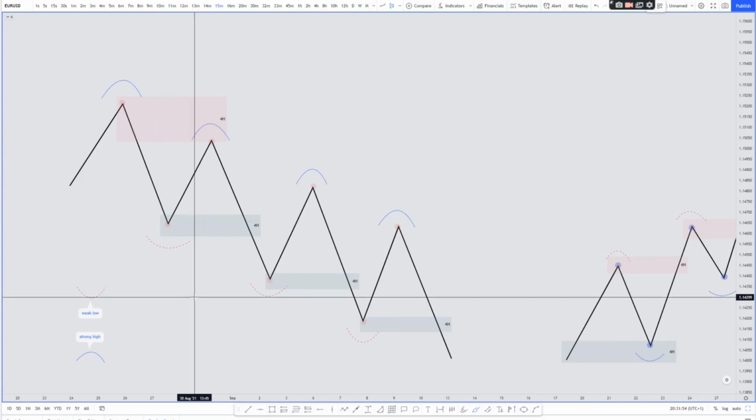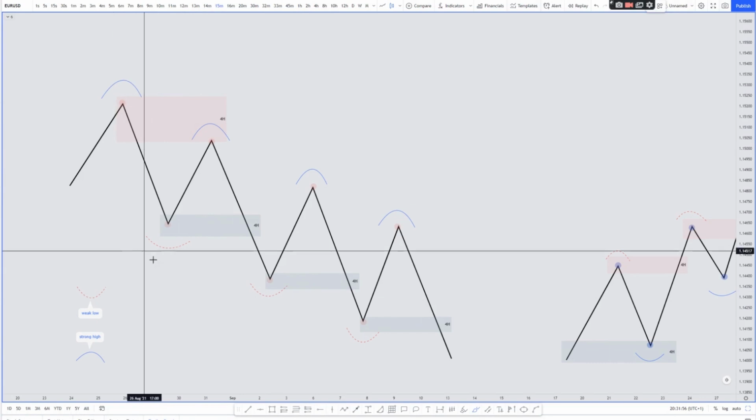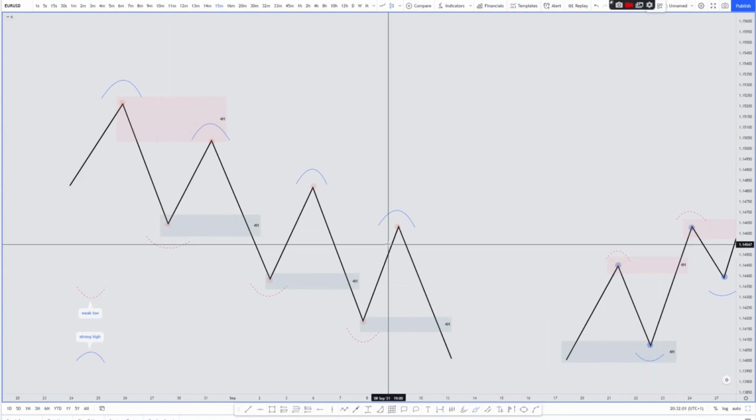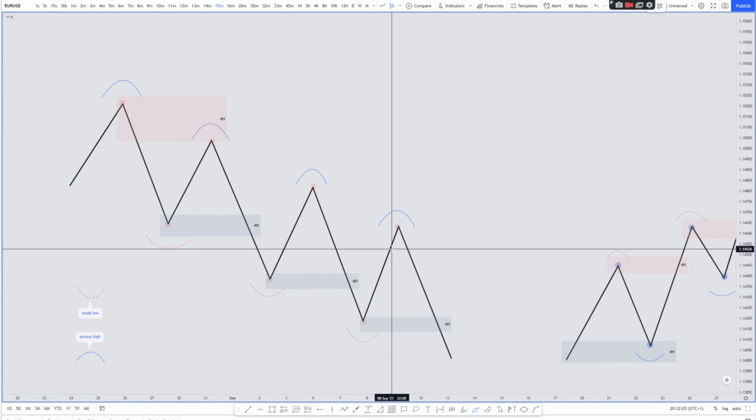Hey everyone, so this section is on strong highs, weak lows, and strong lows and weak highs. What are they? How can we identify them? And how can we use this in our trading? This section actually ties in with market structure and expectational order flow.